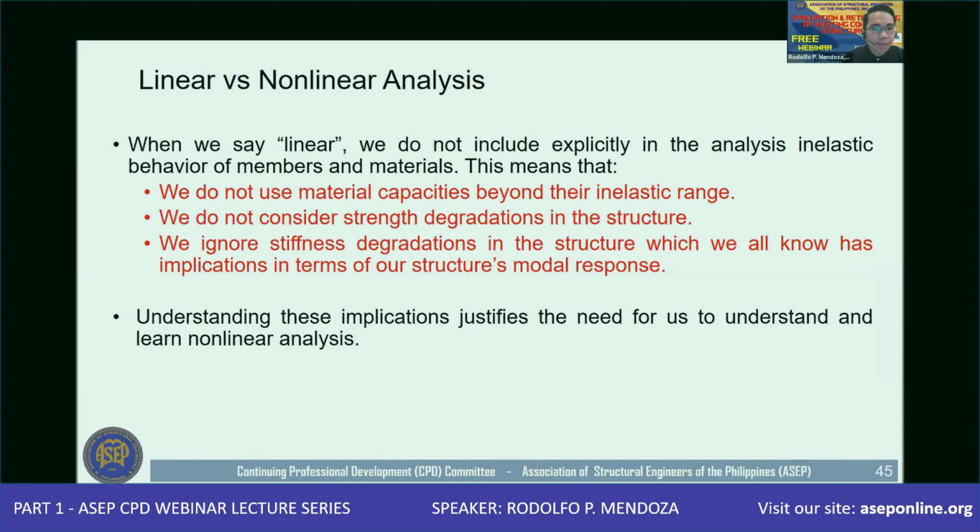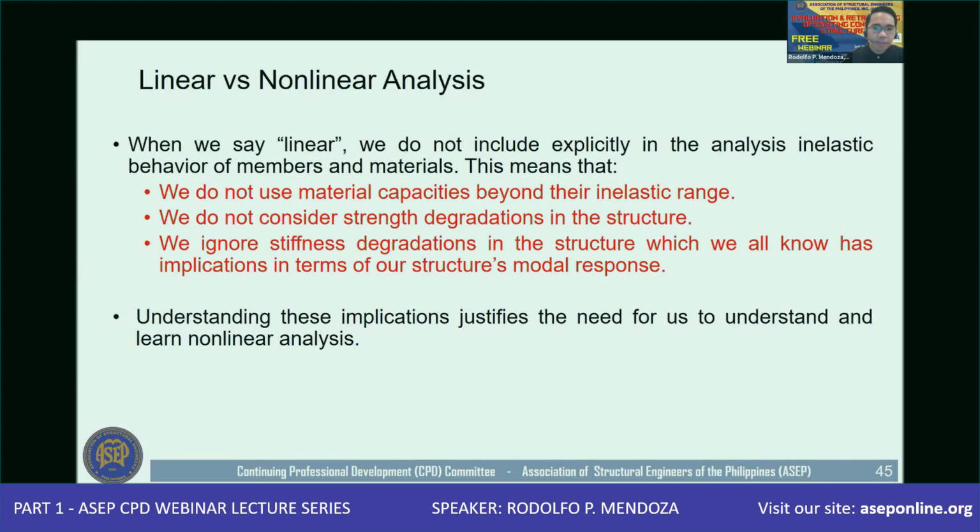Well, if we try to define what we mean by linear, when we say linear, we do not explicitly include the analysis of inelastic behavior of members. What do we mean by this? That means we do not use the capacity of a section beyond its inelastic range, and we do not consider the degradations in the structure. That is why we only include what we call modification factors in our reinforced concrete, because we want to capture this strength degradation. But really, in conducting linear analysis, we are not capturing strength degradation in structural members.